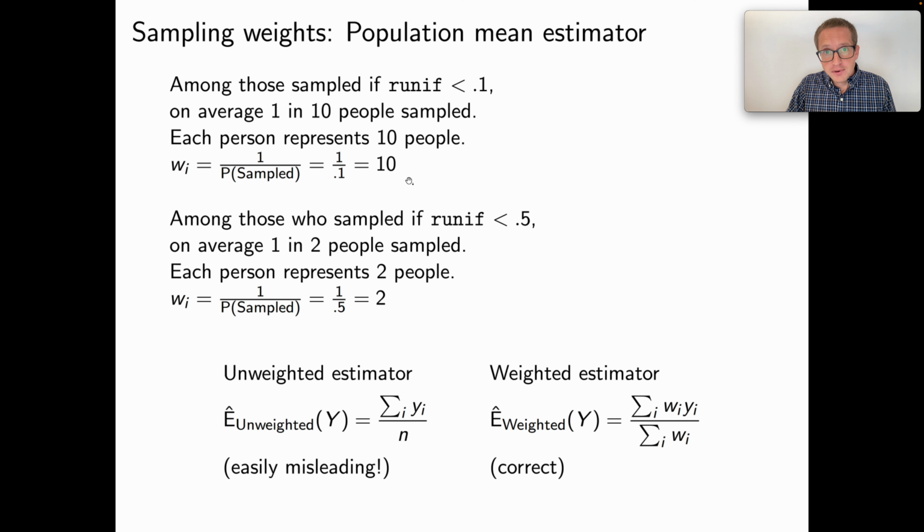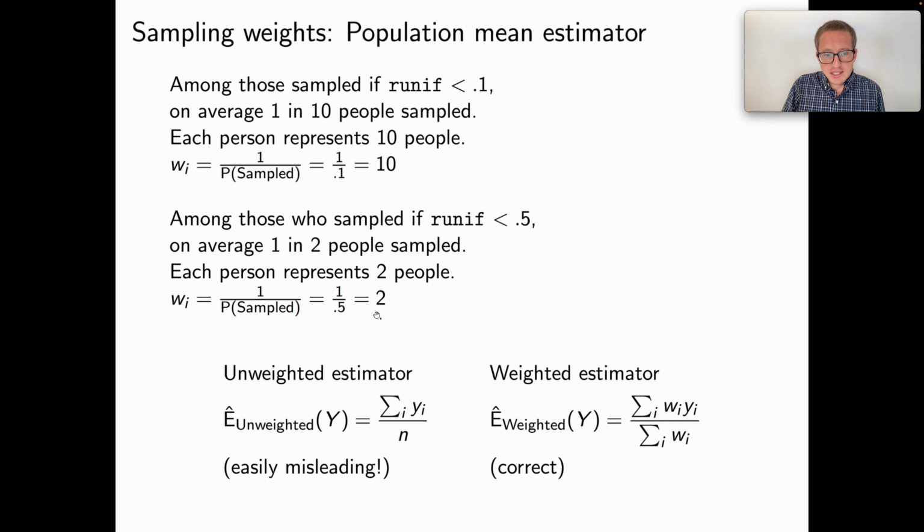Now let's turn to the people in the front of the room. They responded if their random number was less than 0.5. This means that on average, 1 in every 2 people in the front of the room answered the question. Each of those people represents 2 people, not 10. For them, the sampling weight is 1 divided by the probability of sample inclusion. That's 1 over 0.5, which is 2.